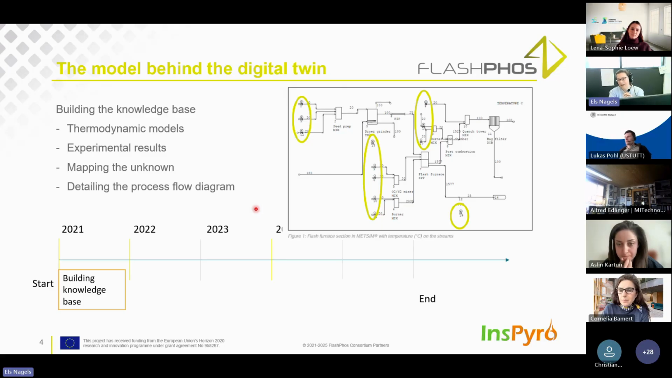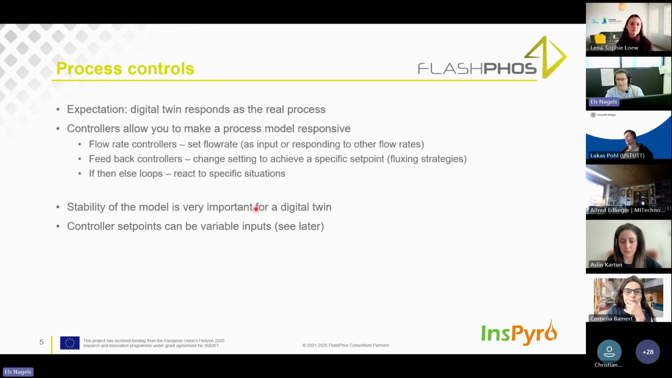And actually, this is something very important when you go to a digital twin, because you want your digital twin to behave like your actual plant or to respond like your actual plant. So all these responses need to be put into equations or into rules in your model. And the way we do that is by using different types of controllers. So the goal of these controllers is to get your digital twin to respond as the real process. And there are several options depending on how the process needs to respond. So I listed here the three main types of controllers that we can use.